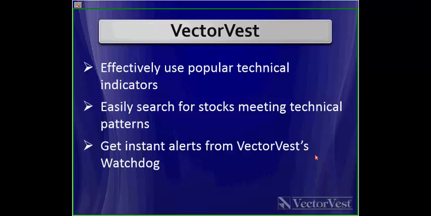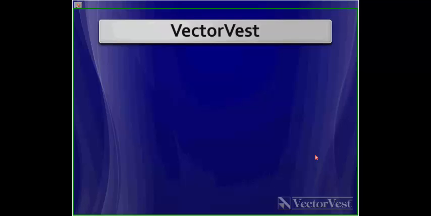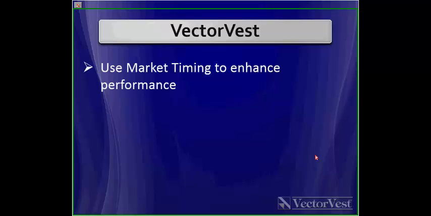And we just saw one of the ways using the Watchdog, but I showed you one other earlier when we set up that portfolio. In addition, I hope you also saw how you can use our market timing signals to tell you when to place these trades, which will help you enhance your performance. And I hope you also saw the time VectorVest will save you and how important speed is to your performance.